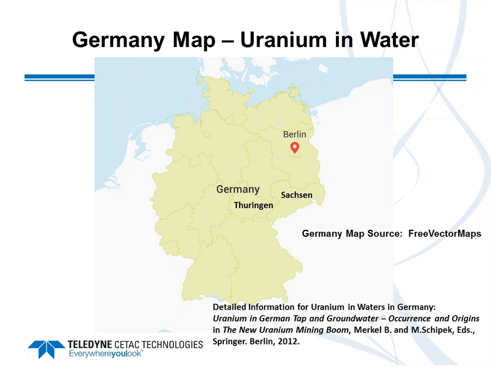Uranium and water in Germany, there again is a detailed reference for that from 2012, uranium in German tap and groundwater in the book Occurrence and Origins in the New Uranium Mining Boom. The higher levels that are seen naturally are in sort of the Middle Eastern German states of Thüringen and Sachsen.